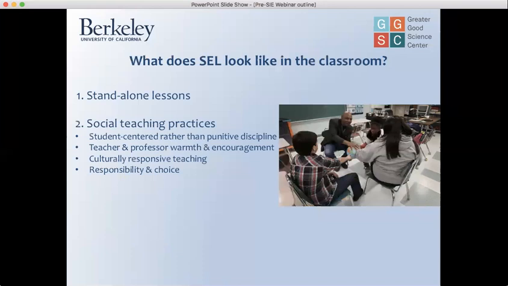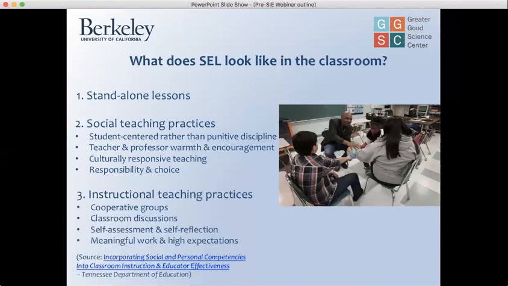So, for example, making discipline student-centered rather than punitive. Restorative justice is an example of this, as is the circles work, which we'll do at the Institute. Also, how teachers and professors relate to their students. Research on the teacher-student relationship at the college level shows that how professors interact with students is critical. Students want professors to be open, available, engaging. Also making our teaching culturally responsive. Are we taking into consideration the backgrounds of our students and how and what we teach? And giving students responsibility and choice, especially at the higher levels of education, is absolutely critical.